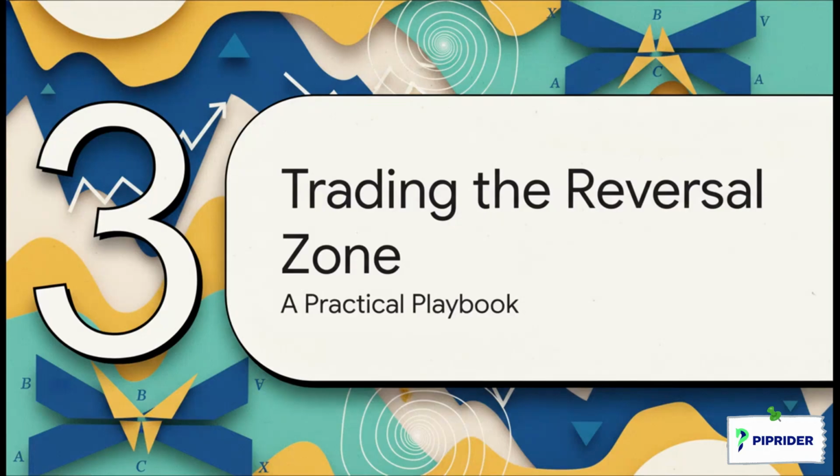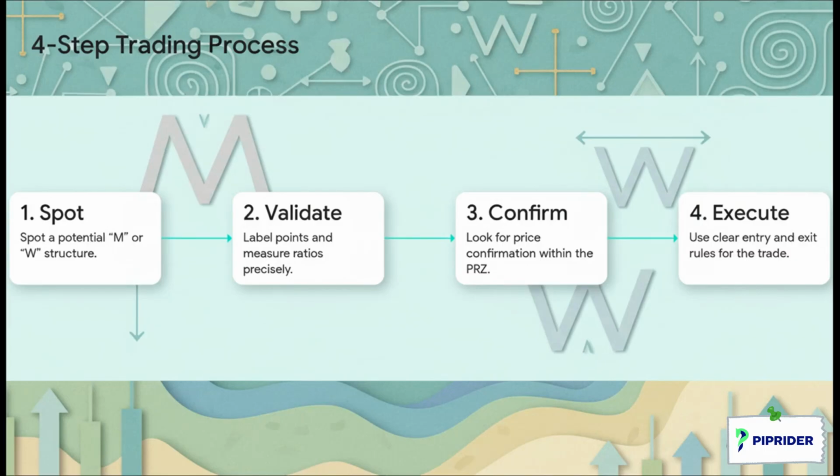Okay, so we can spot them, we know the rules, but how in the world do you actually trade them? Let's shift gears from theory to a practical, step-by-step playbook. It's really a simple 4-step process. First, you spot a potential structure that looks like it could be a pattern. Second, and this is the most important part, you label the points and you measure those ratios with your Fibonacci tools to make sure it's valid.